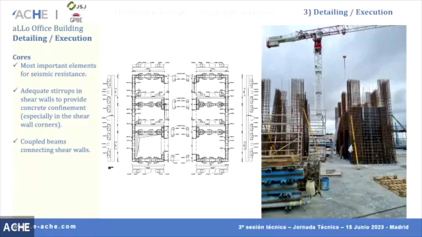So not only calculate the reinforcement, but also provide enough stirrups for confinement, especially in the corners of the walls. And in this situation, we also had a beam that was connecting here. This was the lift cores.